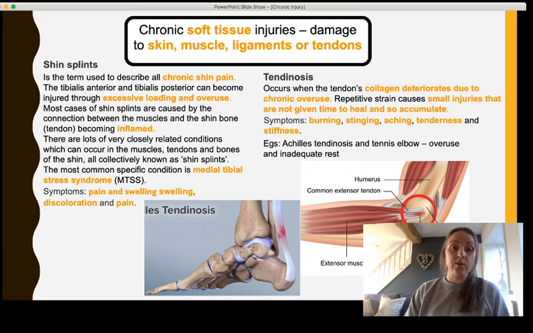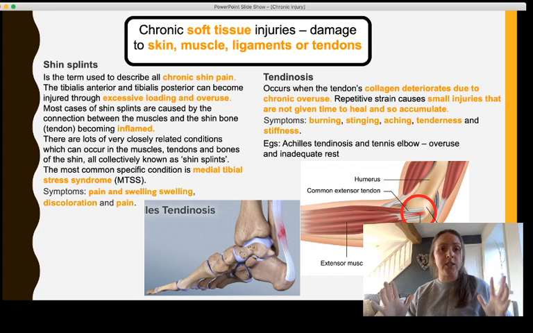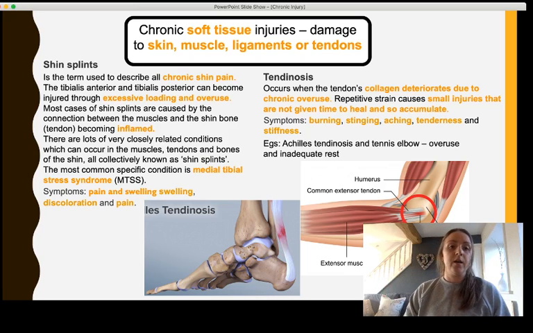So shin splints is a good example. Shin splints is like an overarching term for all chronic shin pain, and it's because of the excessive loading. It's similar, caused by a similar thing to shin splints, but this time this is damage to the tendons. So it's damage to that connective tissue where the muscle attaches to the shin bone through a tendon, and those tendons become inflamed. There are loads and loads of chronic injuries that are really closely linked, that are all referred to as shin splints.